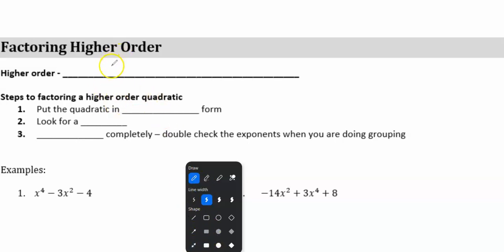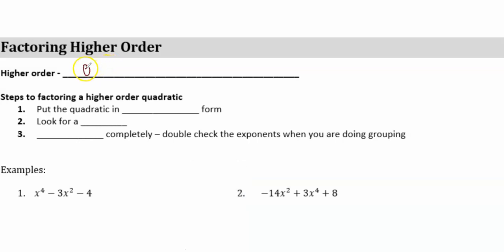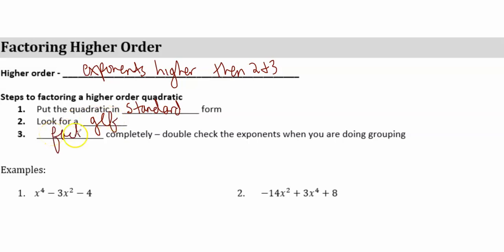The rest of the day is factoring higher order. So this is exponents higher than 2 and 3. So first thing we want to do is put the equation in standard form. That means highest degree to lowest degree. Look for GCF and then factor completely.